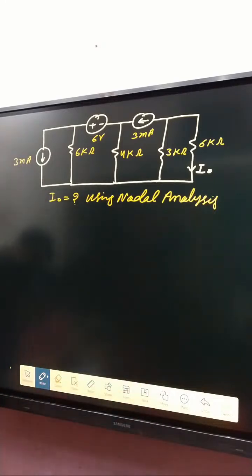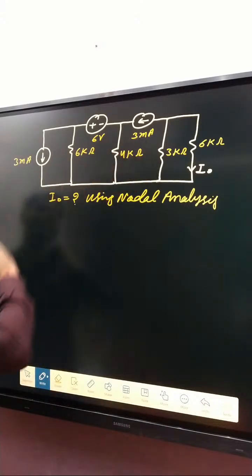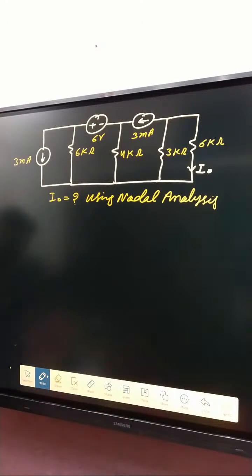What about voltage? That is 6 volt, and that is 3 milliampere given. So first of all, everyone try, then I will do. What about I naught? Our motto is to determine it. So first of all, try everyone.